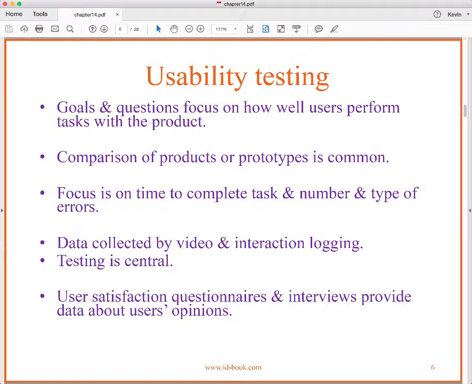We tend to collect the data by video and sometimes by logging either keystrokes or clicks, which we're describing here as interaction logging. Testing is important. User satisfaction questionnaires and interviews after the fact provide the data that we need about the user's opinions.